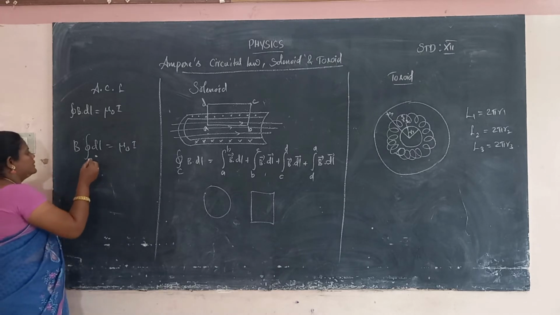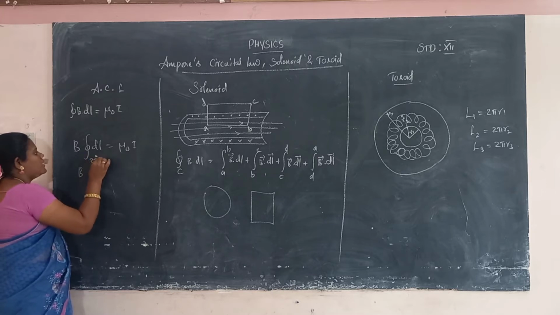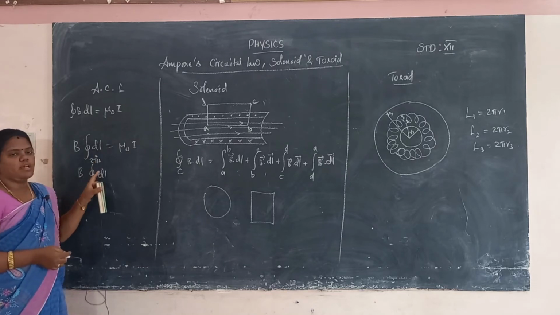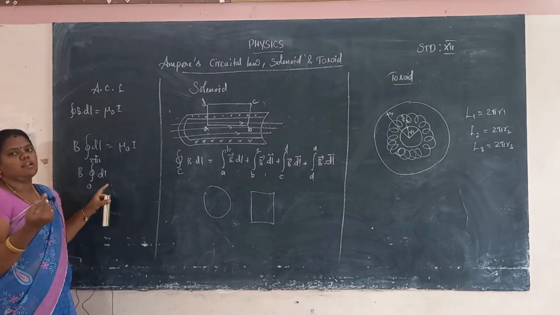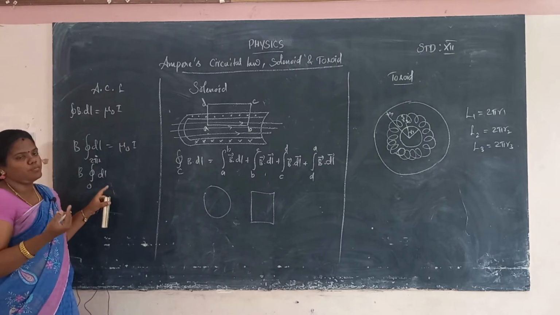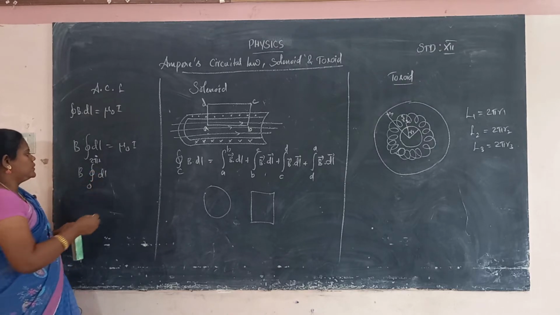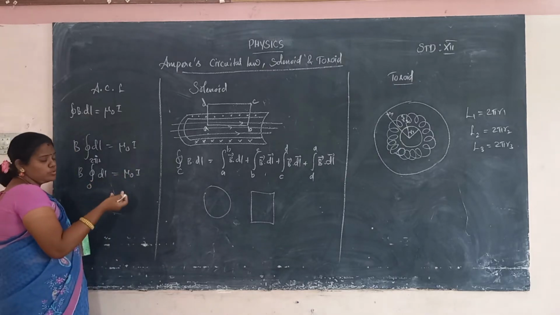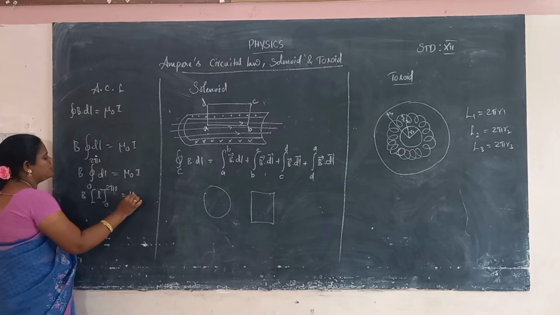We have to mention the limits: the integral of dl from 0 to 2 pi r. Why 2 pi r? The magnetic field surrounds the long straight conductor in a circular form, so the circle circumference is the path. So B times the integral of dl from 0 to 2 pi r equals mu naught I. The integral of dl is L, with limits 0 to 2 pi r, equal to mu naught I.